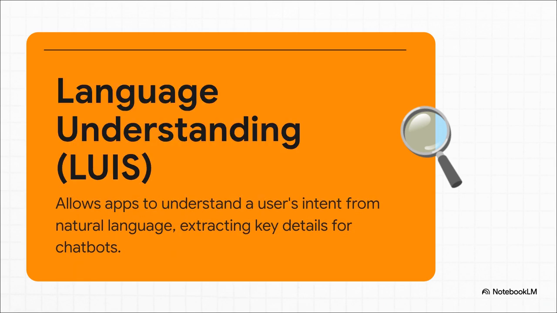Or what about this one? Language Understanding, or LUIS. This is the secret sauce behind all those smart chatbots you see everywhere. It doesn't just read words, it figures out what the user is actually trying to do, their intent. So if someone types, "Hey, book me a flight to Paris for tomorrow," LUIS is smart enough to pull out the important bits. The action is book a flight, the destination is Paris, and the date is tomorrow.